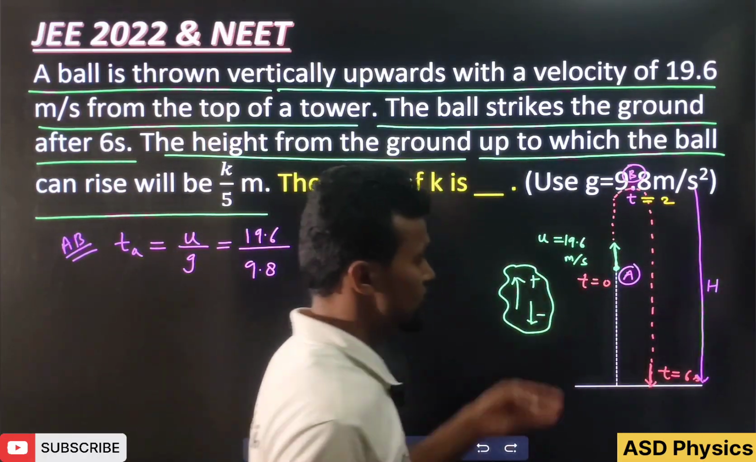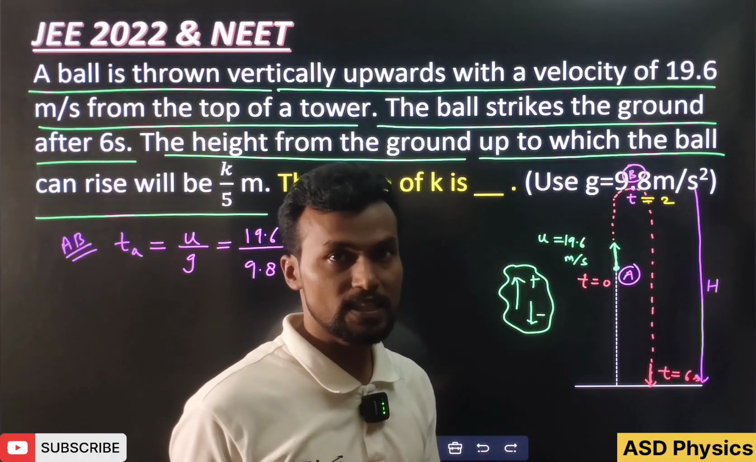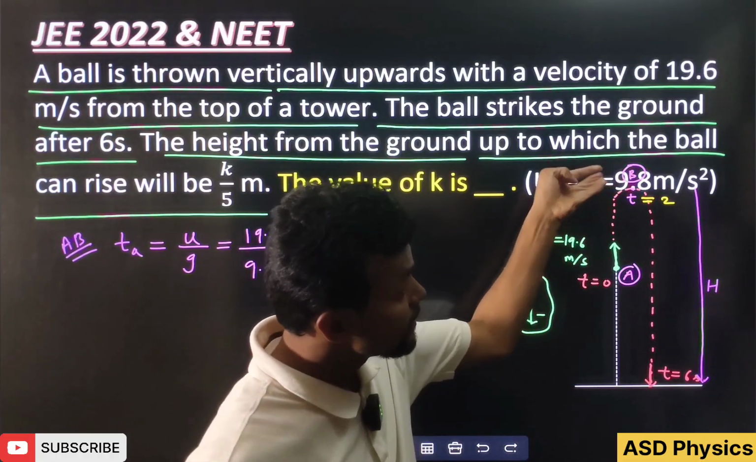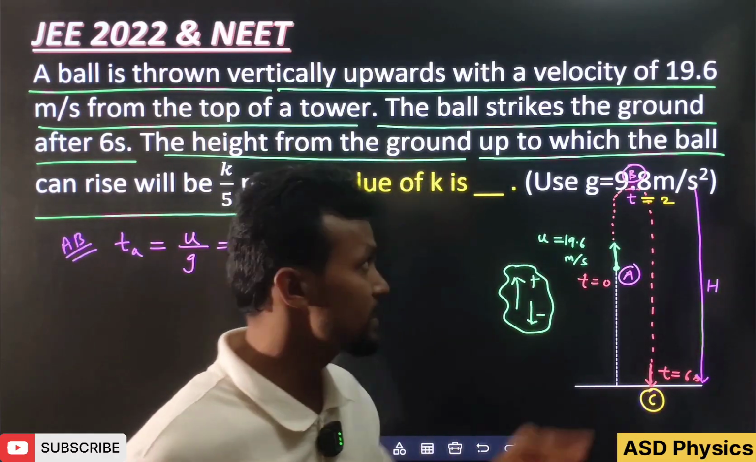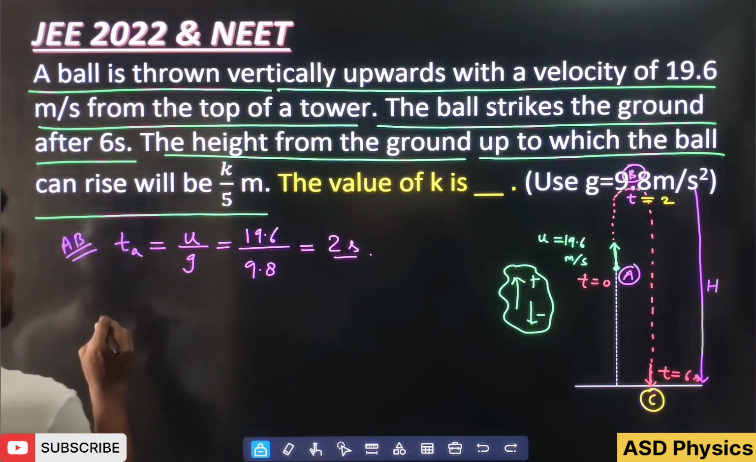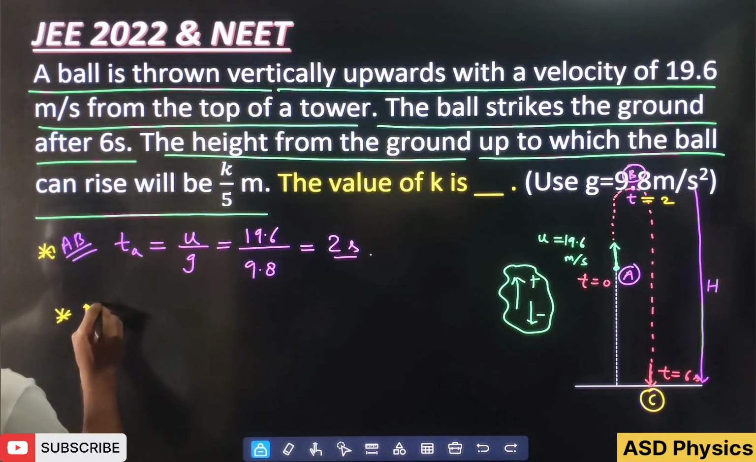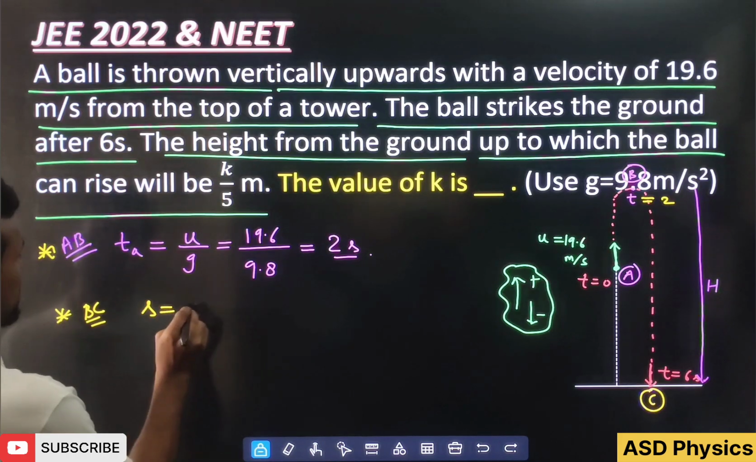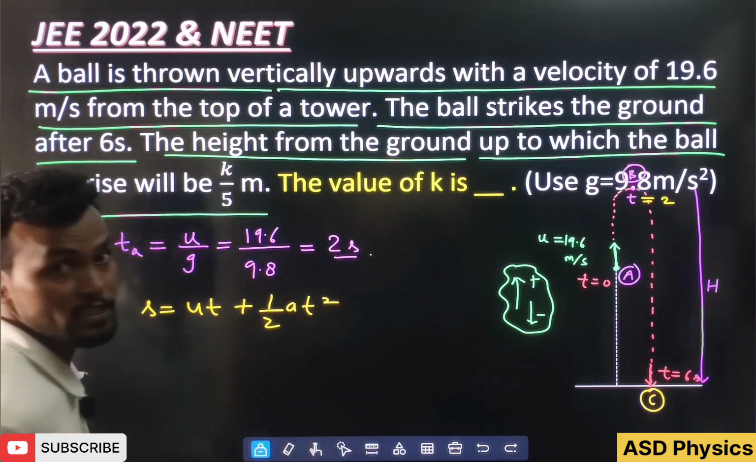Okay, 2 seconds. So 0 to 2 seconds going up, then 2 to 6 seconds is coming down. That means the time it takes from point B to point C, we can see very well, 2 to 6 means 4 seconds. So now I will use the equation of motion again from B to C. Which equation? S equal to ut plus half at square.